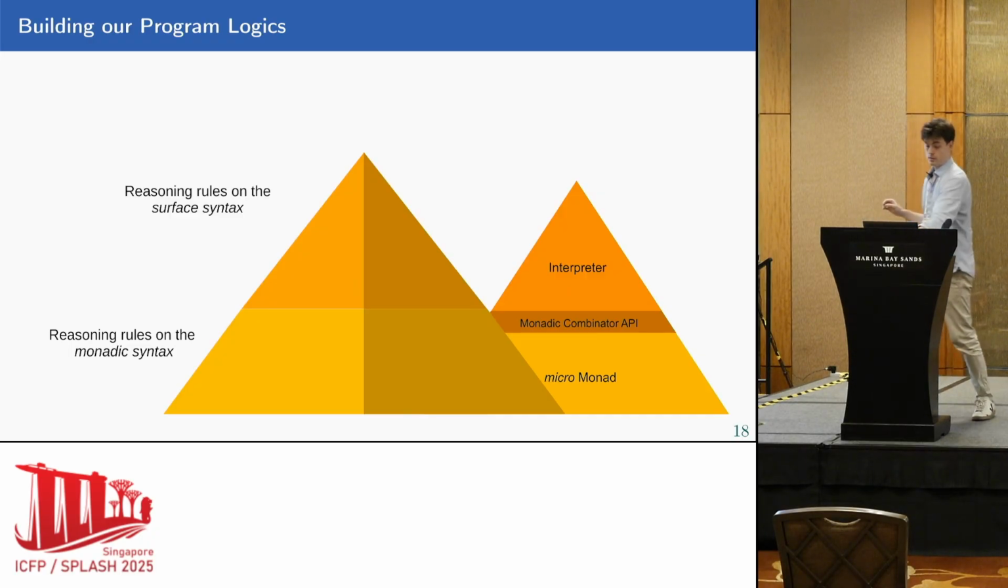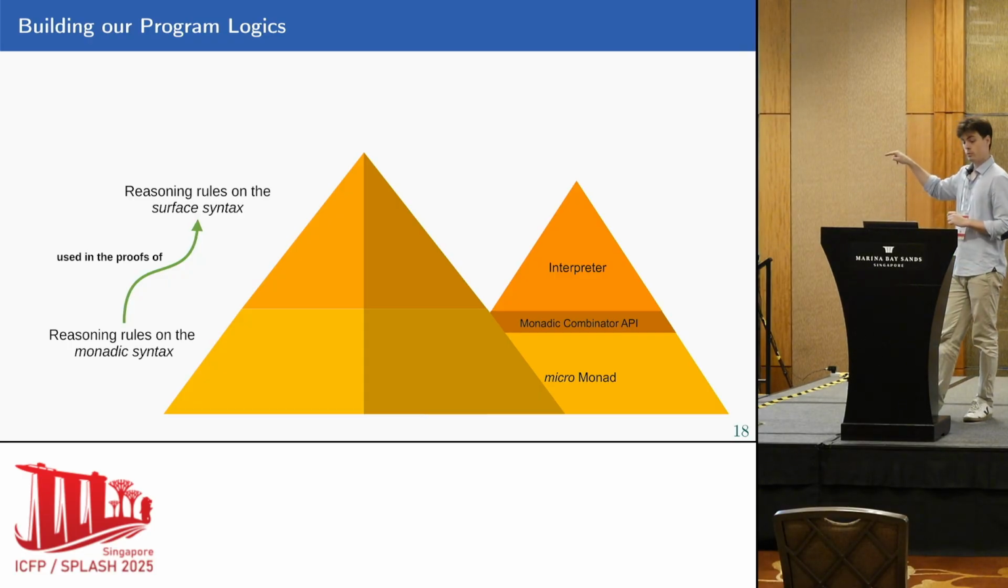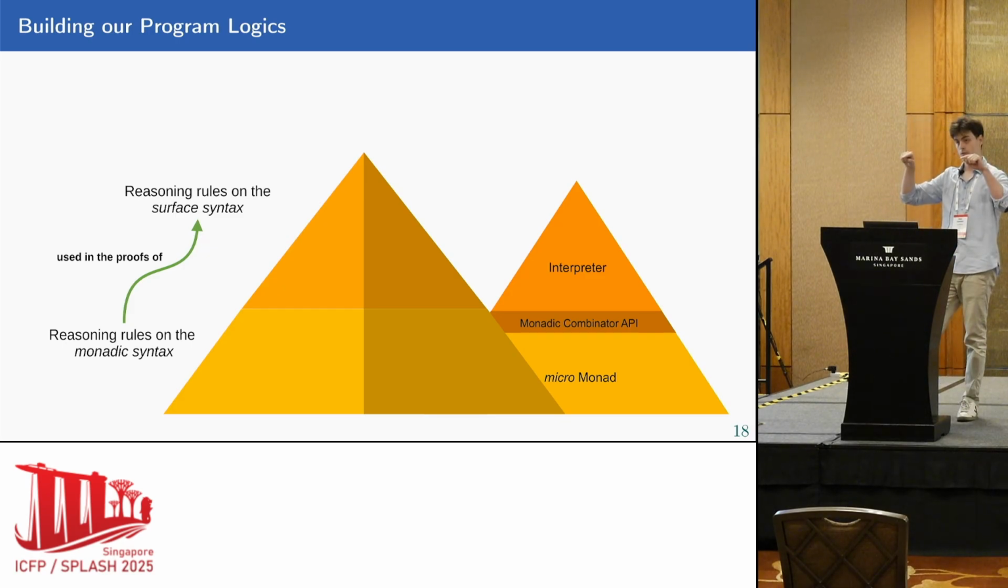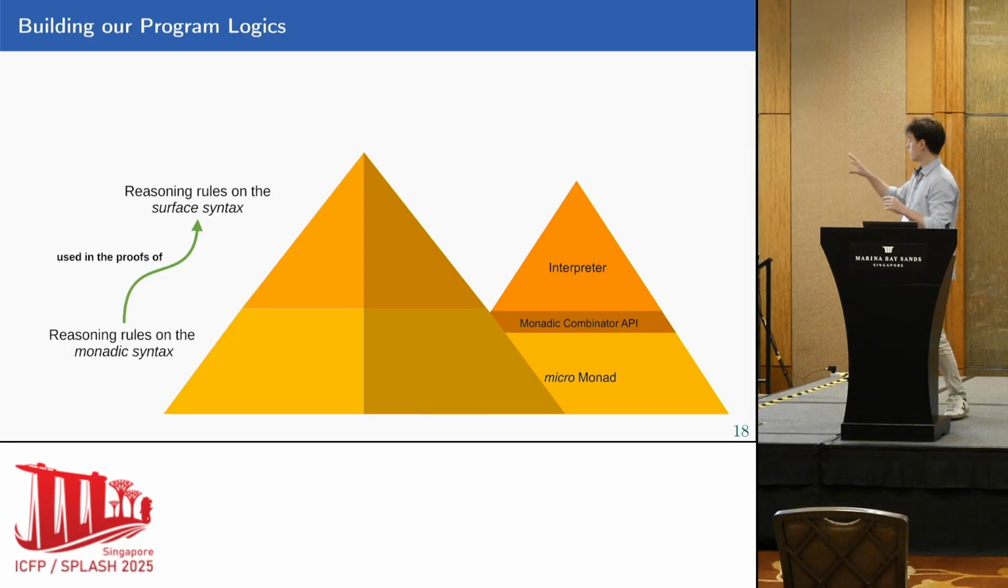Now, the cool thing is we don't have this API anymore. We're just using the reasoning rules of the monadic syntax in the proofs of the reasoning rules at the surface syntax. But once you've done that, you can stay in that top level, which means users never actually have to go back down into the bottom layer. They can stay at this nice level where they're just reasoning about pieces of OCaml syntax. They're reasoning about expressions. They don't have to know the implementation details of the monad.